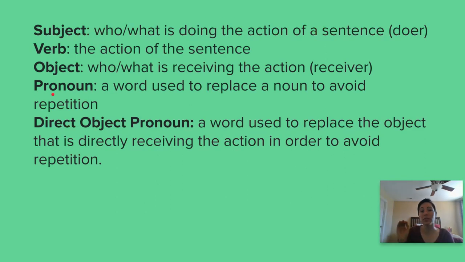Then we're going to be using pronouns today. So the pronoun is a word that's used to replace a noun to avoid repetition. I'll show you some examples of object pronouns that we're going to be using today. We have already learned about some pronouns. We had learned subject pronouns like je, tu, il, elle, on, nous, vous, and ils, elles, plural. Today's specific focus is direct object pronouns. These are words that are used to replace the object that is directly receiving the action in order to avoid repetition. Now that might sound like a lot of mumbo jumbo right now, but we're going to really get into this and break it all up with some sentences.